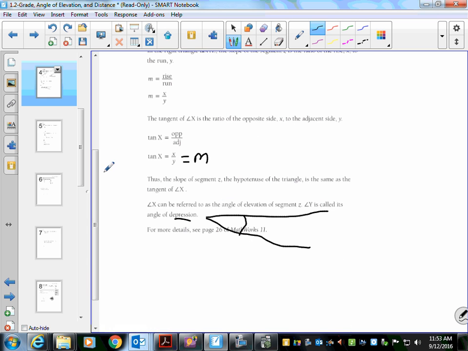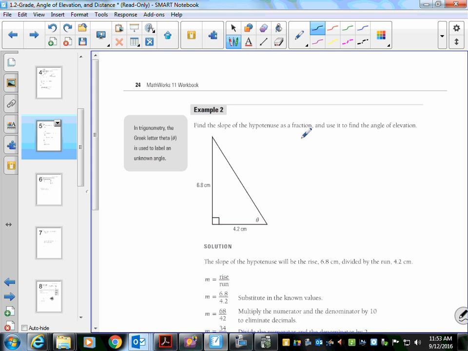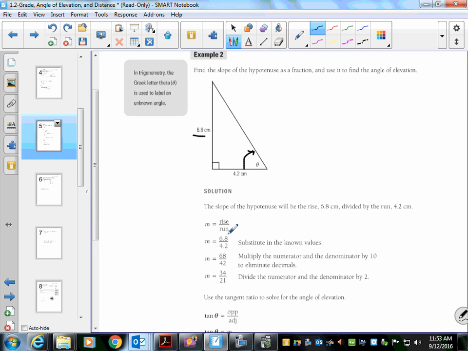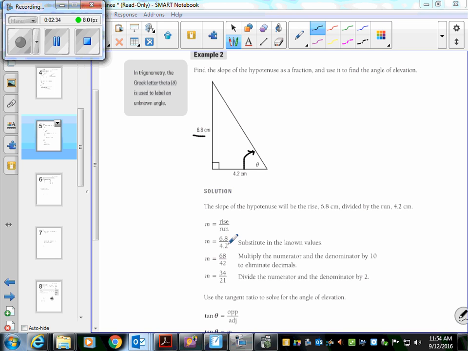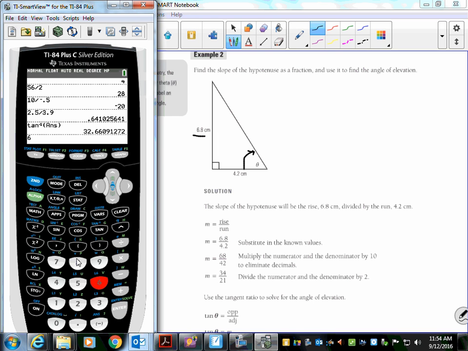Okay, so the slope of this hypotenuse as a fraction, find it. And use it to find the angle of elevation here from the horizon up. So the slope is rise over run. So we're rising 6.8, because that's the height, a y, and we're running 4.2. So we substitute in rise over run, which gives us 6.8 over 4.2. You could divide this right away if you wanted. 6.8, sorry, I need a decimal there. Decimal 6.8 divided by 4.2.